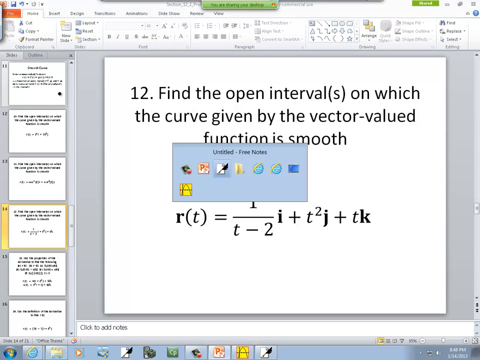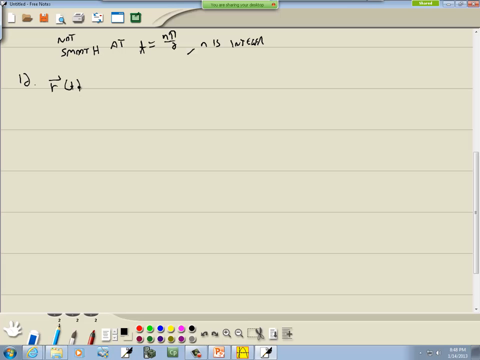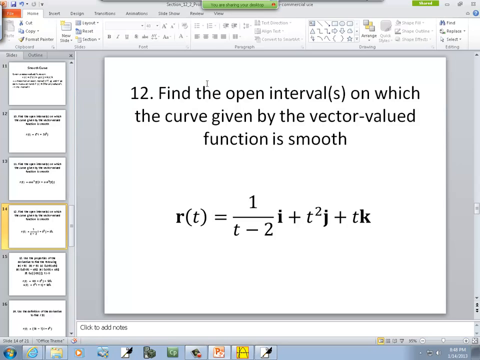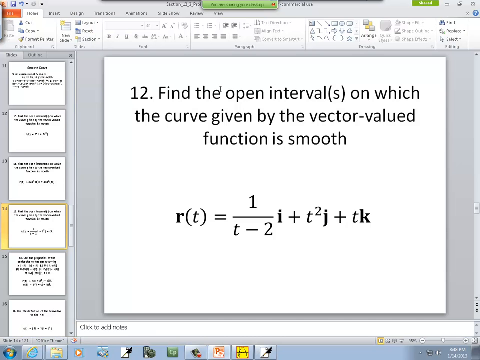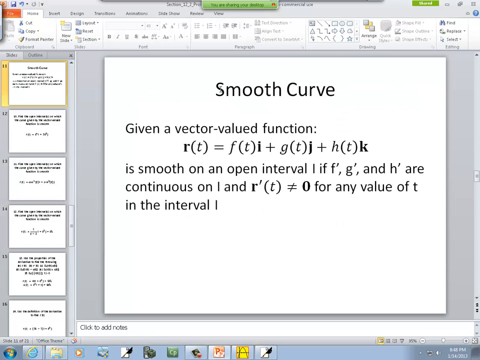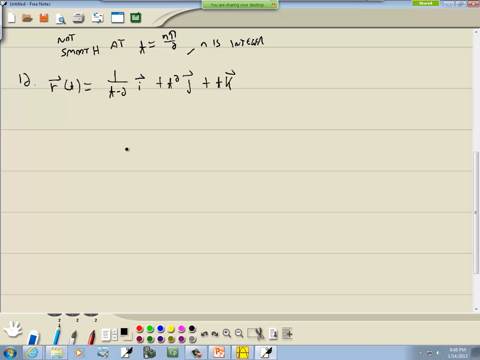So we got r, which is equal to 1 over t minus 2 i plus t squared j plus tk. And let's go back up to our definition. We need to find the derivative, so r prime. Keep in mind this one right here is the same as (t minus 2) to the negative 1 power i, plus t squared j plus tk.